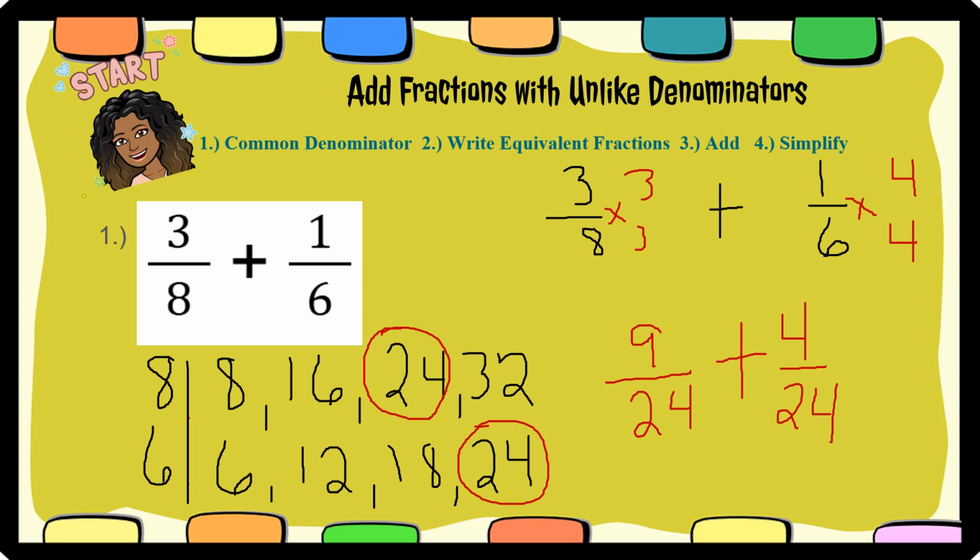We now can do step 3, which is to add them, because they both have the same denominator. We cannot add fractions if they do not have the same denominator. So we're going to do 9 plus 4, which is 13, over 24. So our answer is 13 over 24. Step 4 is to simplify, but there's nothing else to do to 13 over 24. So our answer is 13 over 24.